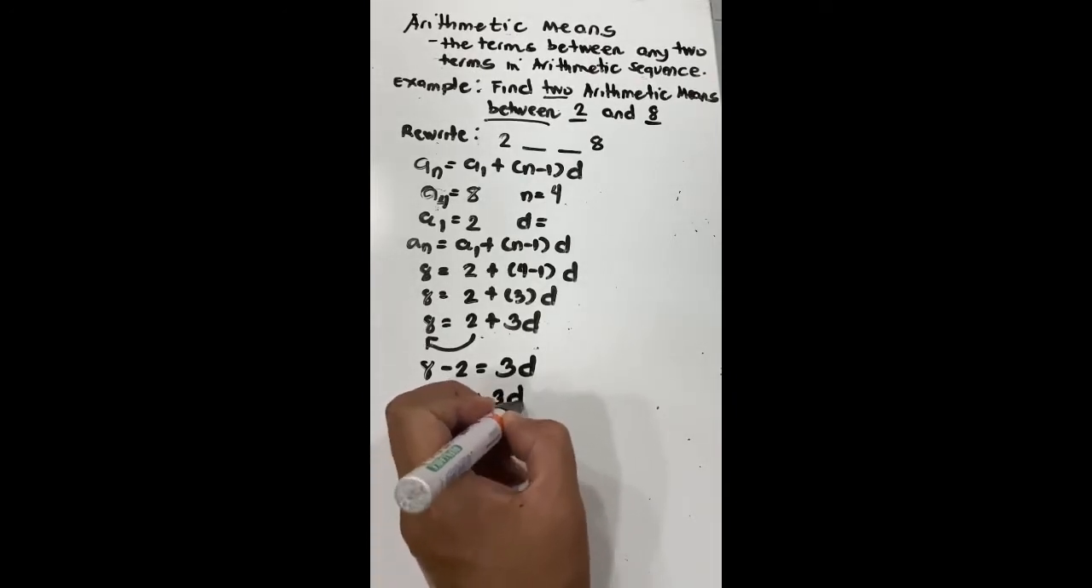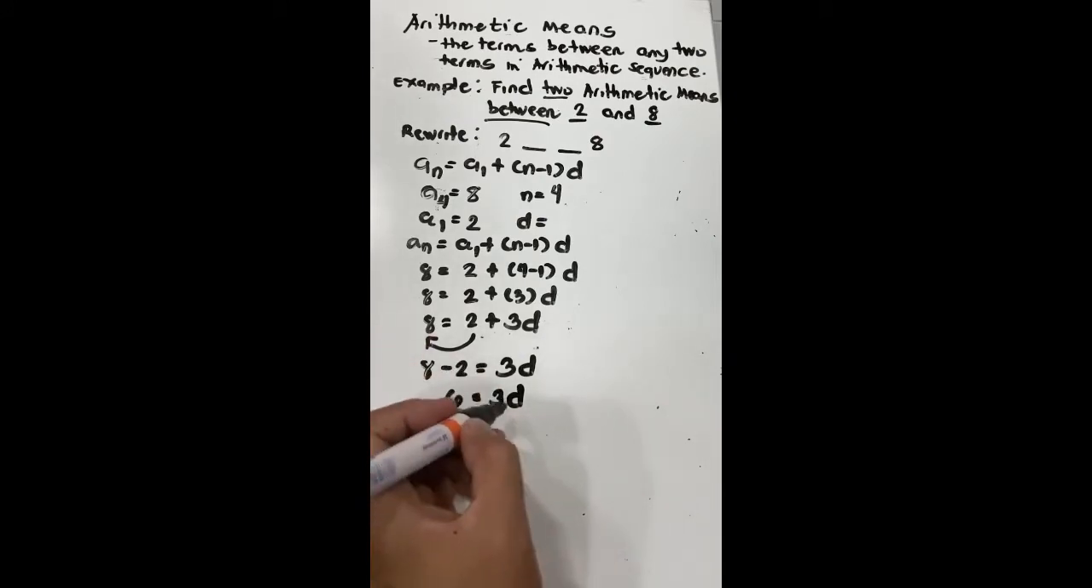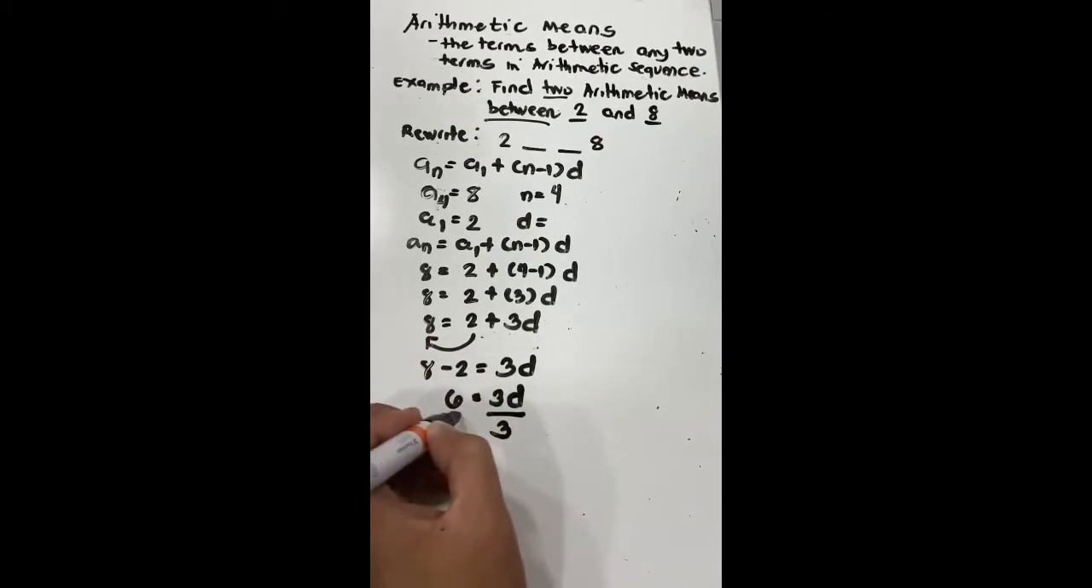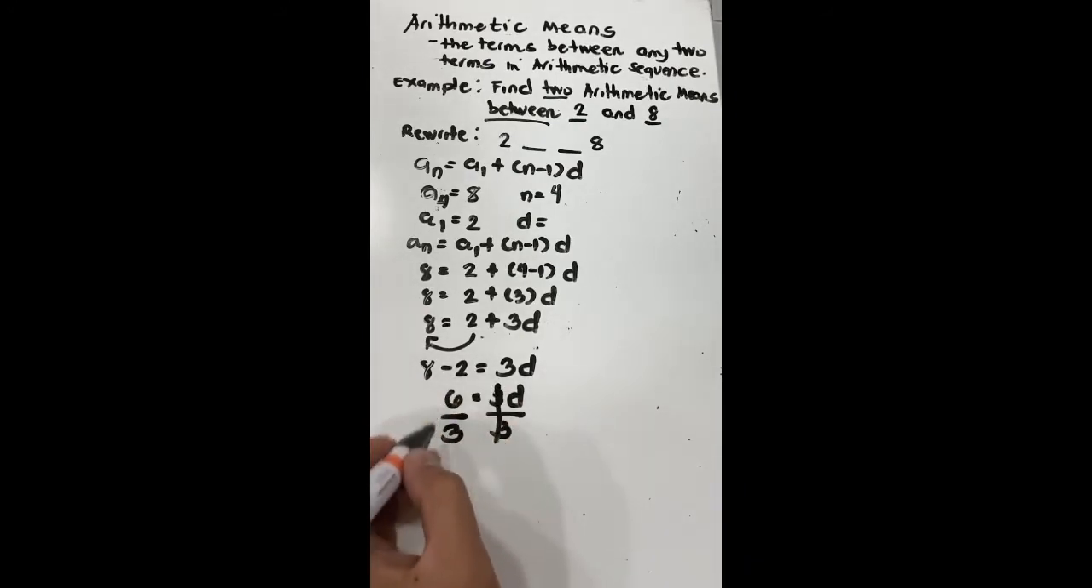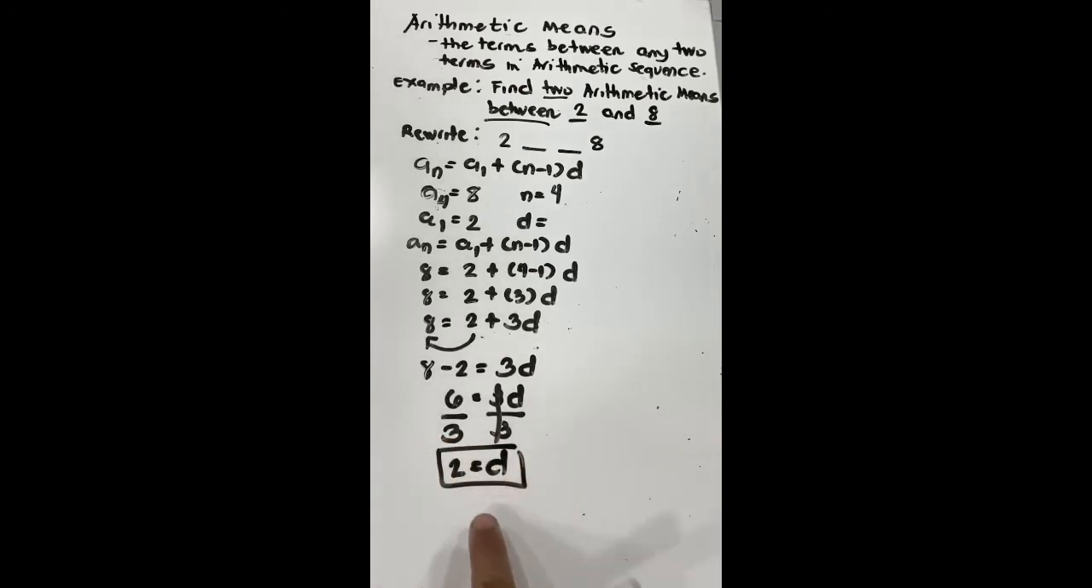equals 3d. So to get the value of d, we need to remove the 3. So how? By dividing both sides by 3. So, 6 divided by 3, that is 2. So, our common difference is 2. But this is not the answer or this is not the final answer.